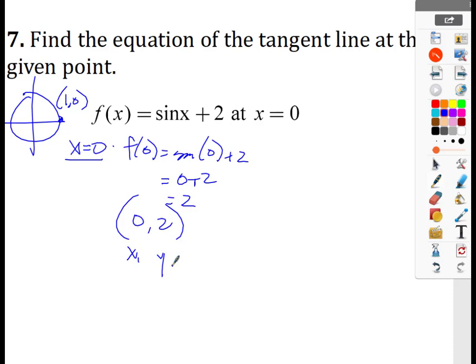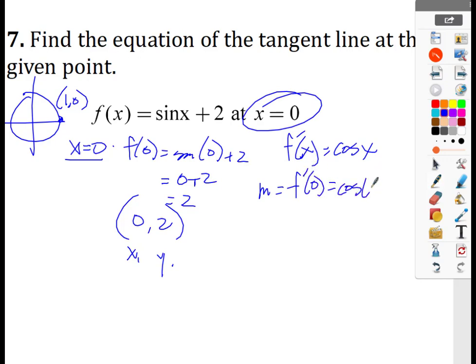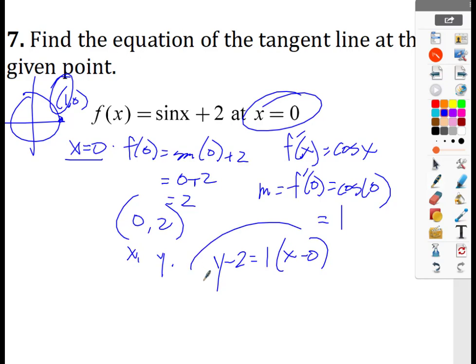I need to find my slope, which is going to be given by the derivative of the function. So f prime, the derivative of sine is cosine of x. The 2 disappears. So in order for our equation of the tangent line in point slope, we simply substitute our x value into the derivative. So f prime of 0 is cosine of 0, which you can see here, it's the x value, so it's going to be 1. So our equation of our line in point slope is y minus 2 equals 1 times x minus 0. You don't have to clean that up any.